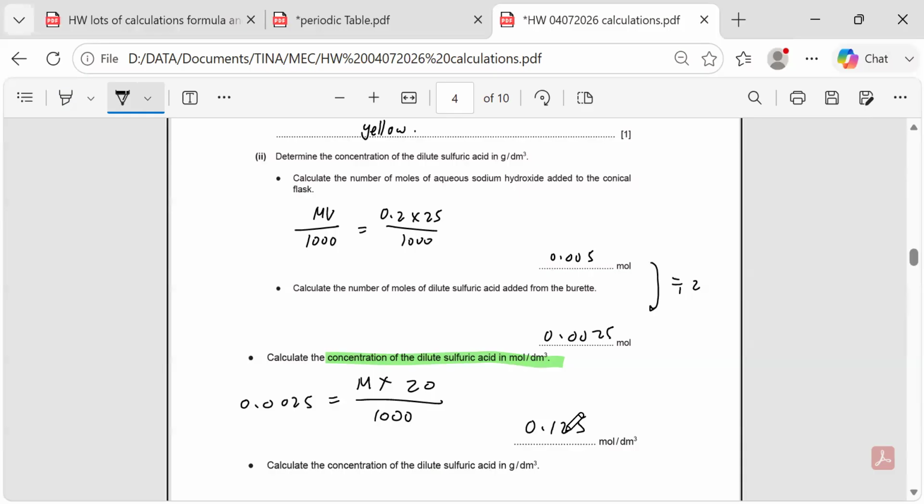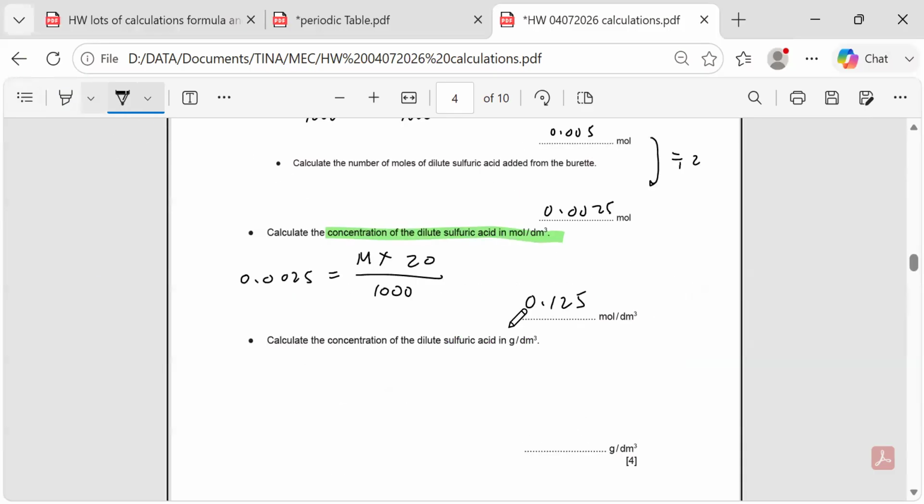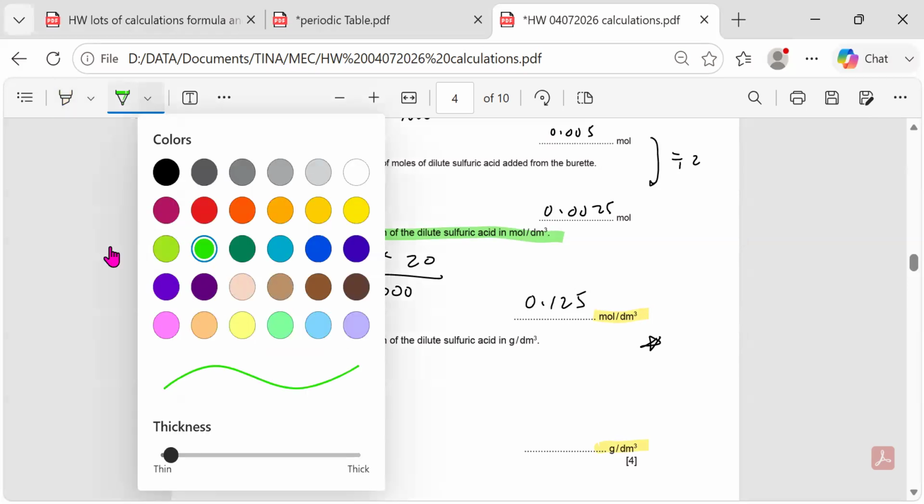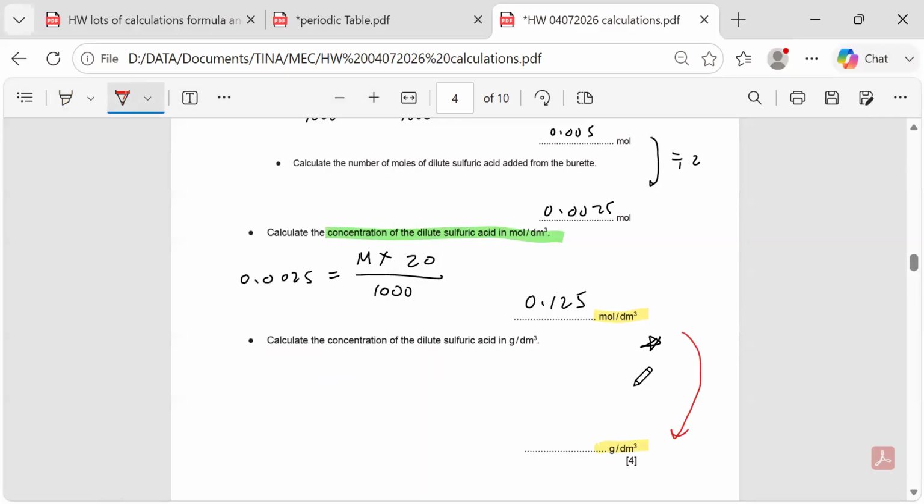Okay. Get it? So this is something special. From mole per decimeter cube, you want to change to gram per decimeter cube. That means you're changing it from molarity to concentration. This one, you just have to multiply the molar mass.